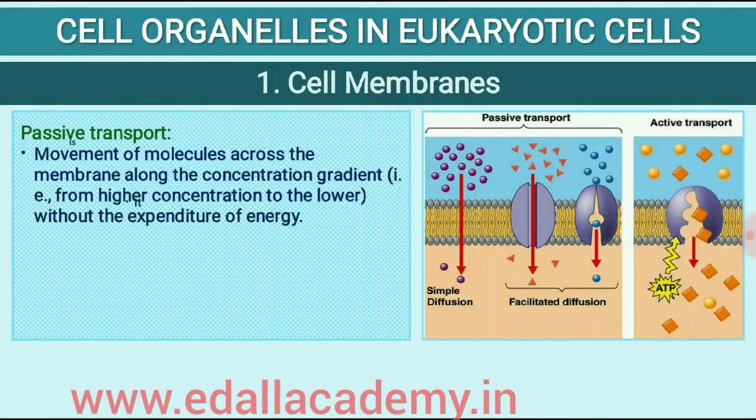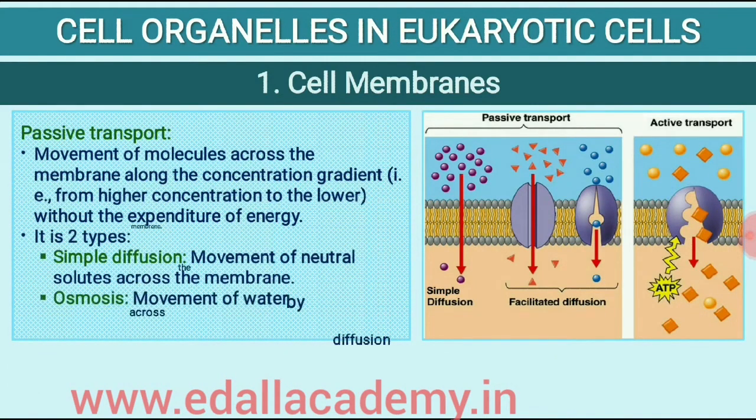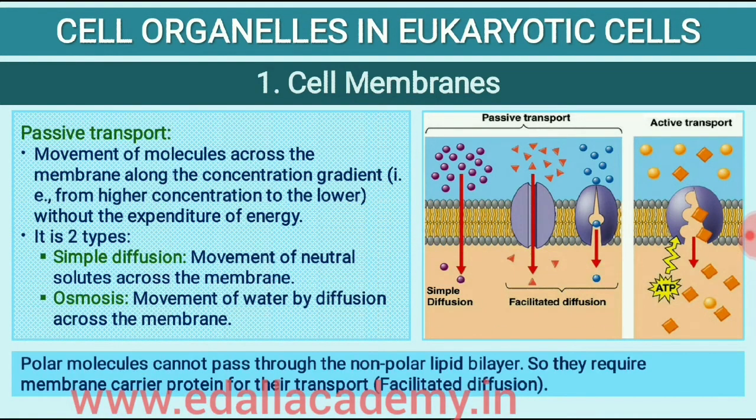Many molecules can move across the membrane without any requirement of energy, and this is called passive transport. Neutral solutes may move across the membrane by the process of simple diffusion along the concentration gradient, that is, from higher concentration to the lower. Water may also move across this membrane from higher to lower concentration. Movement of water by diffusion is called osmosis. As the polar molecules cannot pass through the nonpolar lipid bilayer, they require a carrier protein of the membrane to facilitate their transport across the membrane.